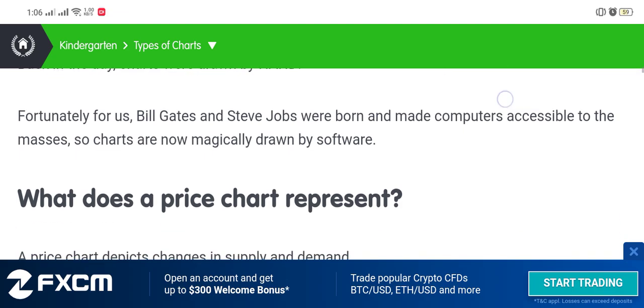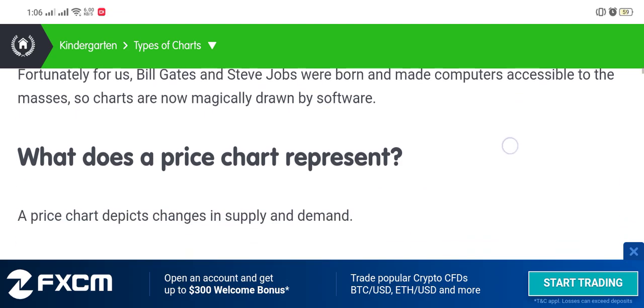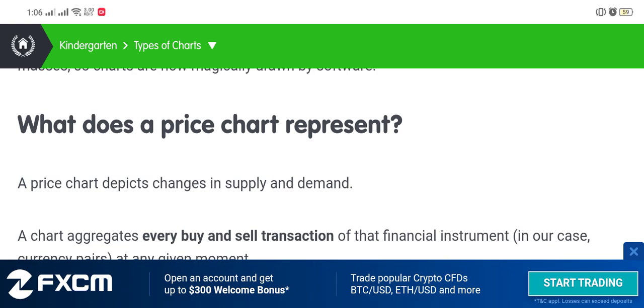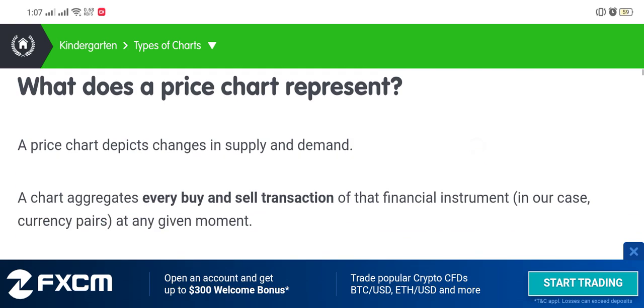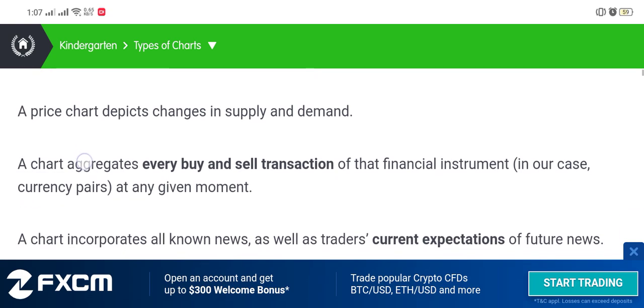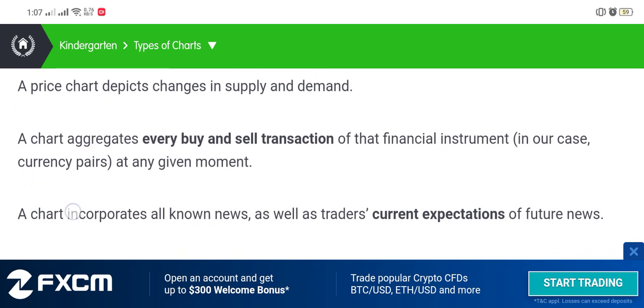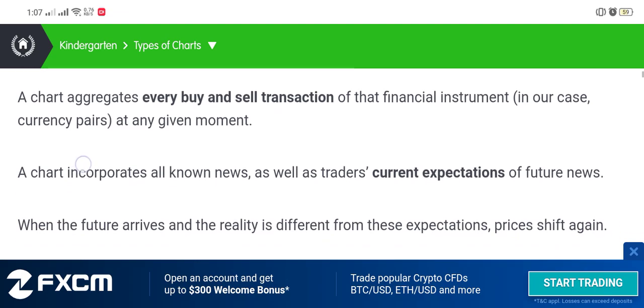What does a price chart represent? A price chart displays the change in supply and demand. A chart aggregates every buy or sell transaction in the financial instrument that we use. In our case, currency pairs, at any given moment.